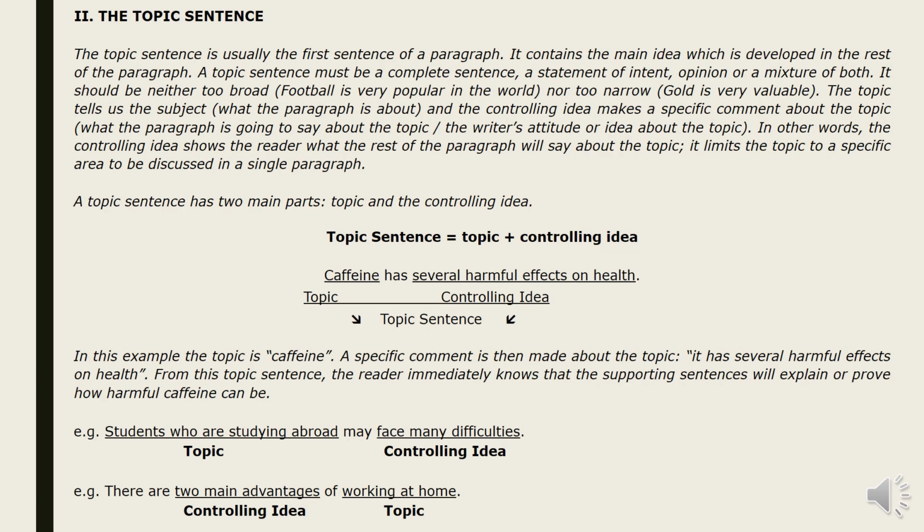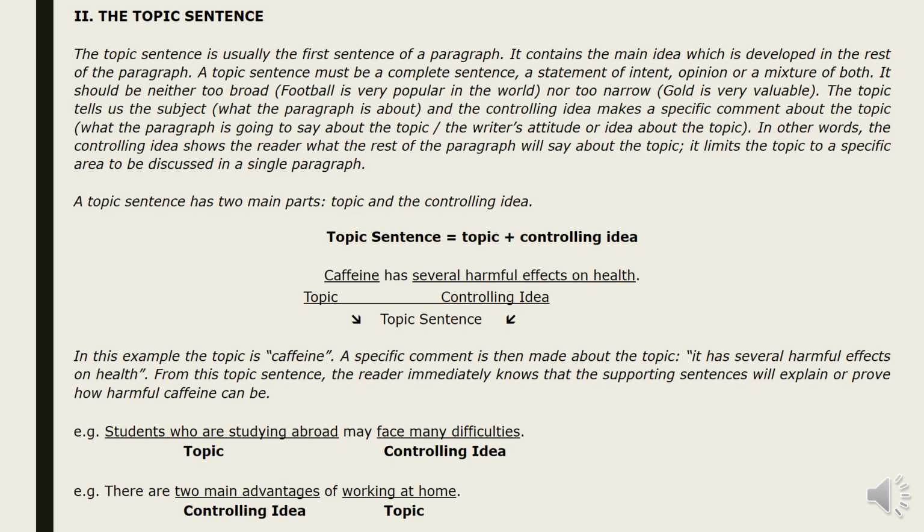Now let's move to the topic sentence, which is made up of two parts. Please concentrate here. What I'm going to explain is super easy, just pay attention. The topic sentence, which is the main idea of the paragraph, is made up of two parts, which are the topic and the controlling idea. So the topic sentence is made up of two parts, the topic plus the controlling idea.